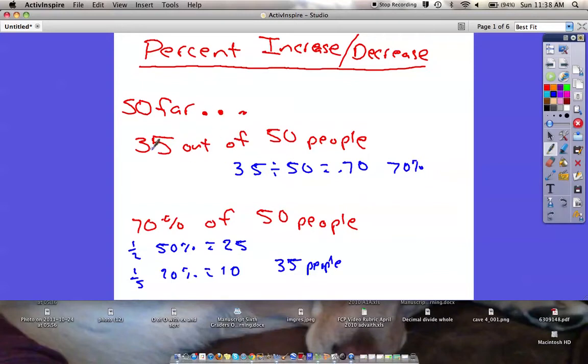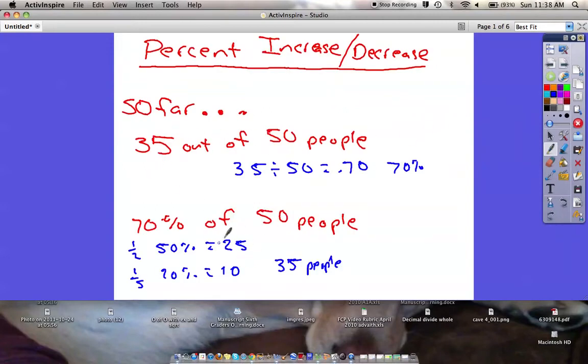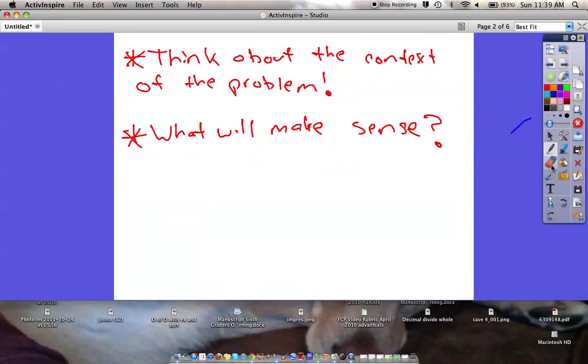For instance, this one, it's 35 out of 50 people, but you don't really care about the 35 people. You care about the other 15 people that would equal up to 50. Or maybe for this one, it's 70% of the people, but what you want is actually the other 30% of the people. Or maybe it's a tax problem and you have to understand, well, tax, I'm going to have to add that amount on. Or it's a discount, I'm going to have to subtract that off. Anytime we do any types of these problems, please make sure that you are thinking about what is actually being asked of you. I know that you can all do these procedures. But what counts is if you know when to do what, in what situations. So please keep that in mind as we're going forward here.